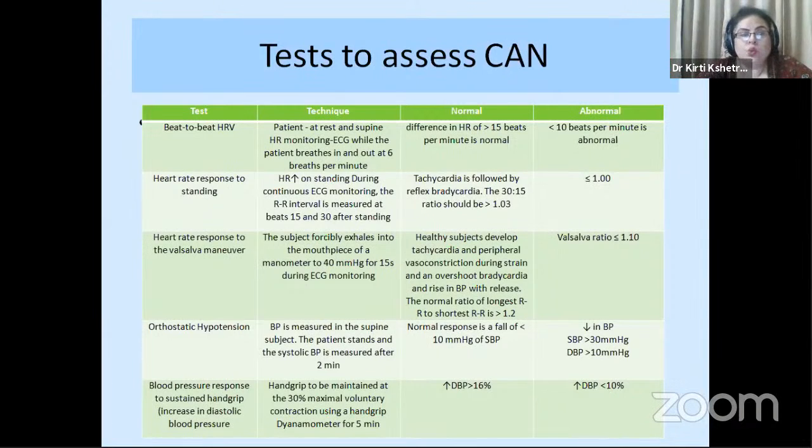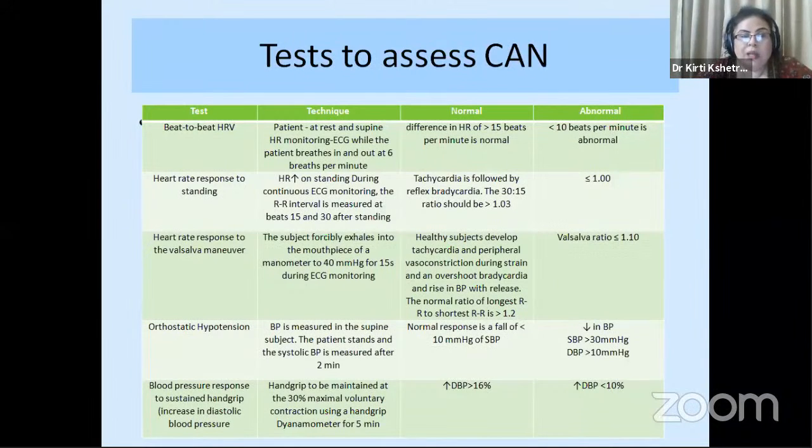Heart rate response to standing. Once the patient stands, within 2 minutes, the heart rate response is tachycardia, followed by reflex bradycardia. Now, this is measured by measuring the RR interval and taking the ratio of the 30th to the 15th beat after standing. And if it is less than 1, it represents an abnormal finding.